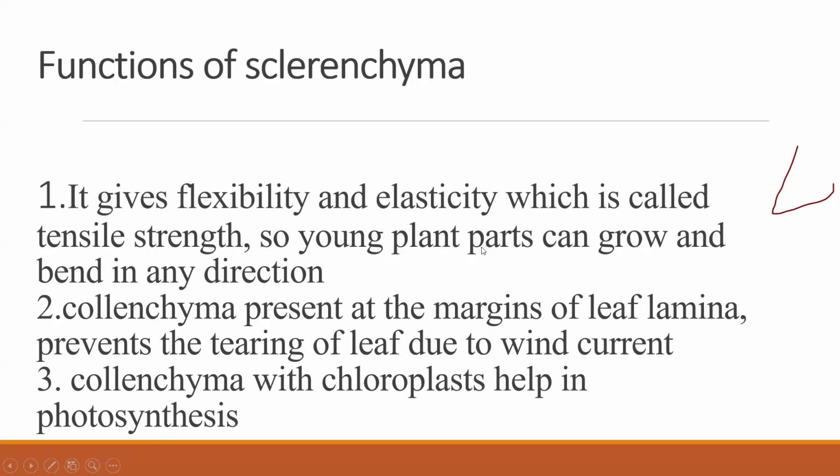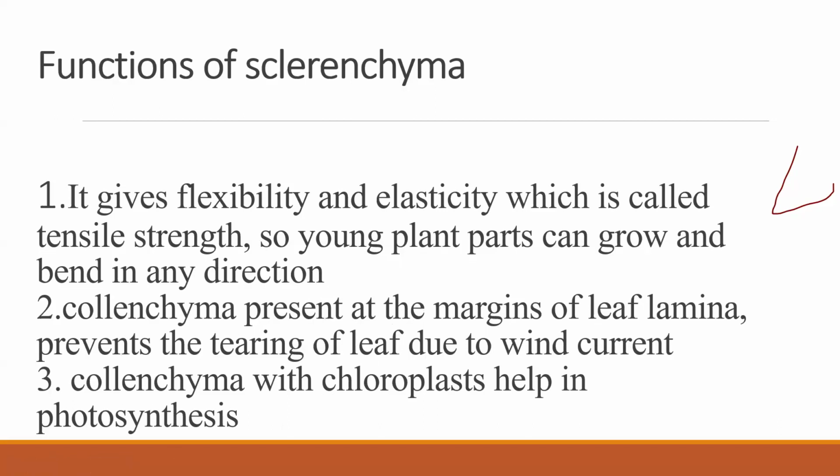Young plant parts can grow and bend in any direction. Parenchyma is present at the margins of the leaf lamina and prevents the tearing of the leaf due to the wind current. So they cannot break due to the presence of this parenchyma. And parenchyma with chloroplast helps in photosynthesis. So these are the main functions of the parenchyma. By mistake here the sclerenchyma is given, but it is the function of the parenchyma.